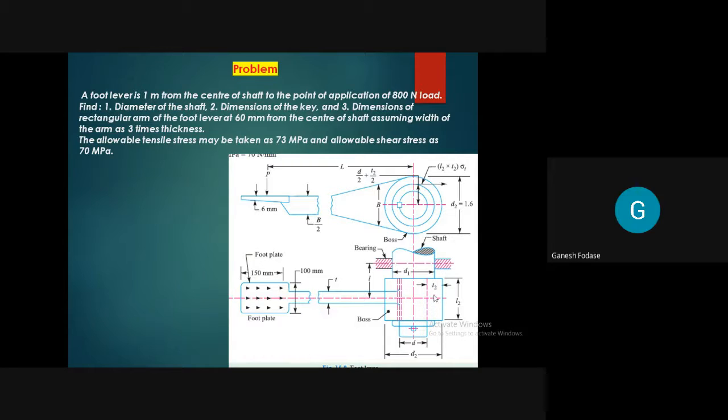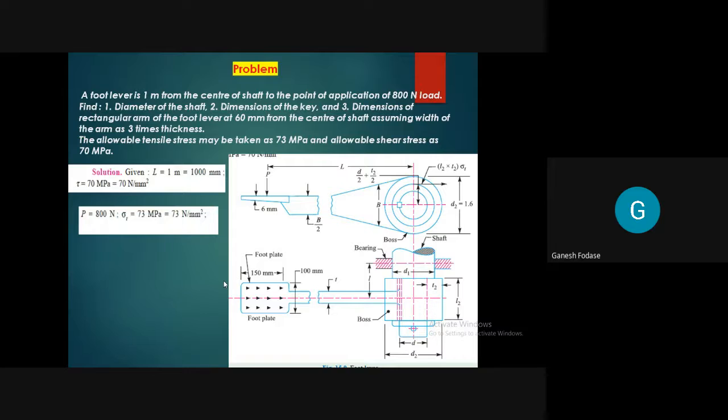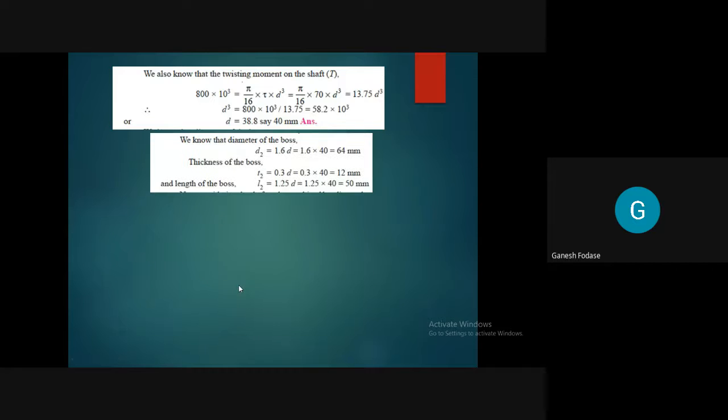Okay, as this portion is subject to a combination of bending and twisting moment, we need to find the equivalent moment, and then see which kind of stress is induced due to that moment. But before finding D1, as we got D, then based on D we need to find some boss dimensions, as per the design procedure.